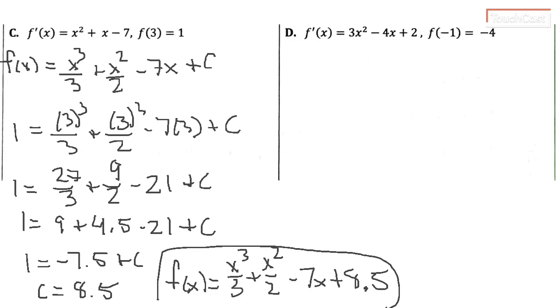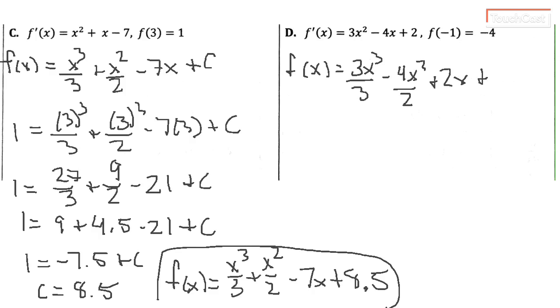Let's look at d. We've got 3x squared minus 4x plus 2 is the derivative, so we're going to find the antiderivative by increasing each power by 1. So we're going to have 3x cubed, but then divide that by 3, minus 4x squared, but then divide that term by 2, plus 2x plus c. Well, the 3's we can cancel out. So we're going to end up with x cubed minus, we can simplify 4 and 2, make it 2x squared plus 2x plus c. So now we're going to replace our x's with negative 1.